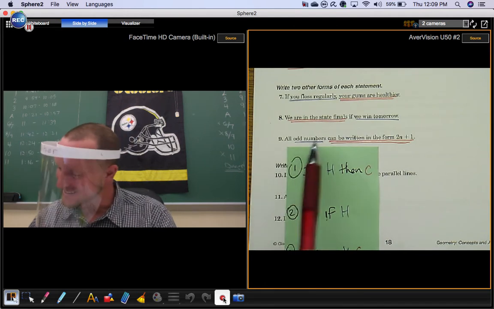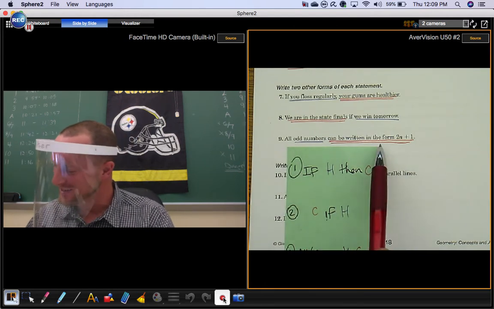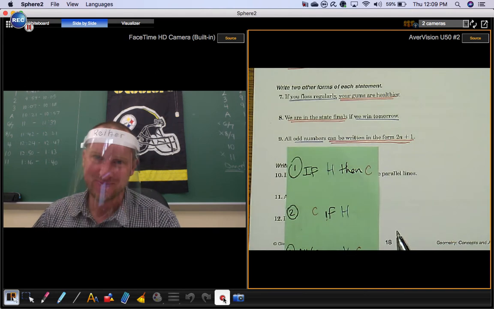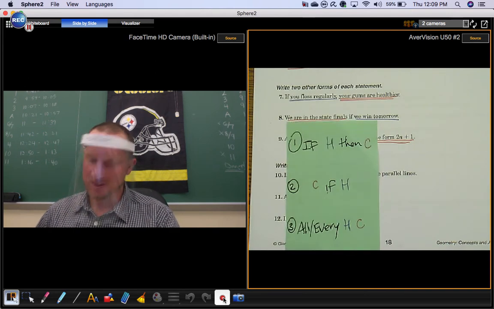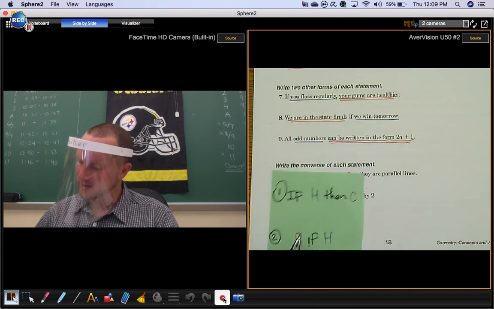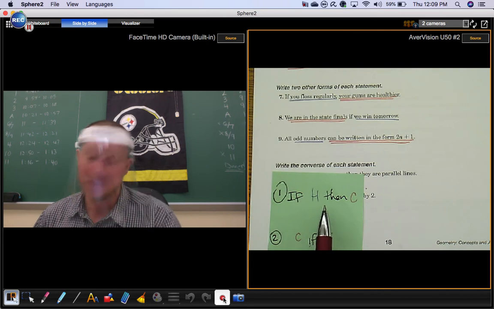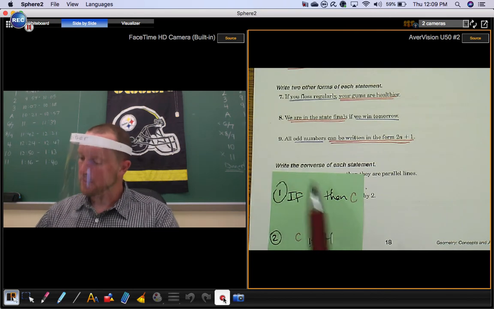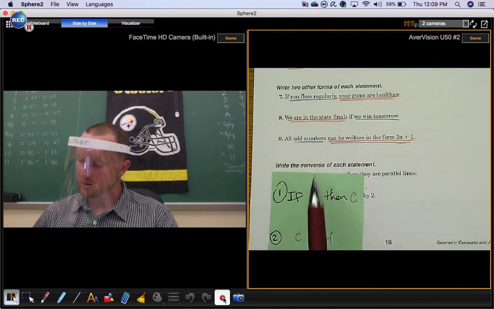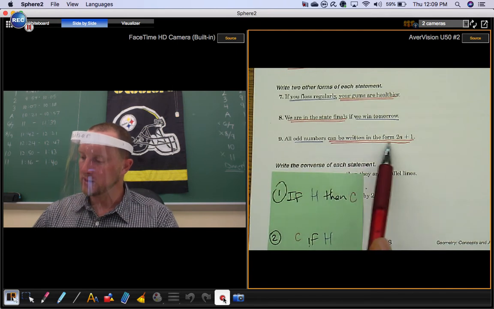Number 9 says, all odd numbers can be written in the form 2n plus 1. That's like this third form from your template. Can you change it to look like this? If you can, then it means the same exact thing. If a number is odd, then it can be written in the form 2n plus 1.